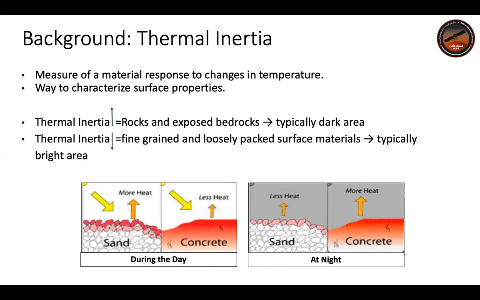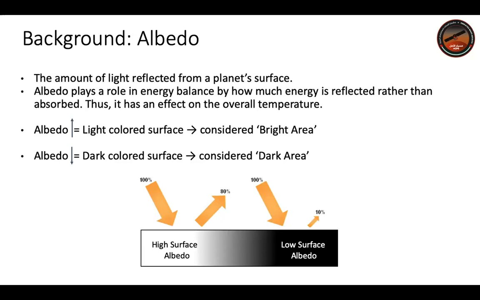Moving into the albedo. Albedo is basically the amount of light reflected from a planet's surface, and it plays an important role in varying the temperature. It's basically looking into how much energy is being reflected rather than how much energy is being absorbed. So let's say if we have a light-colored surface, a bright region, so bright regions do not tend to absorb energy as much as they reflect energy. And for that, the region has a high value of albedo, and it's considered a bright area. On the other hand, if we have a surface material that is considered dark, it tends to absorb more energy rather than emitting it back to the atmosphere. And for that, it has a low value of albedo.